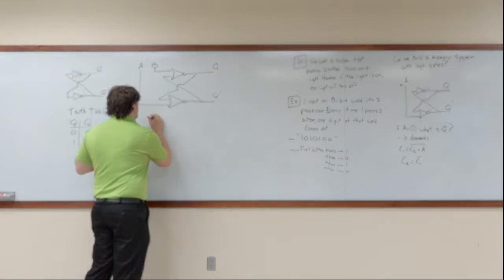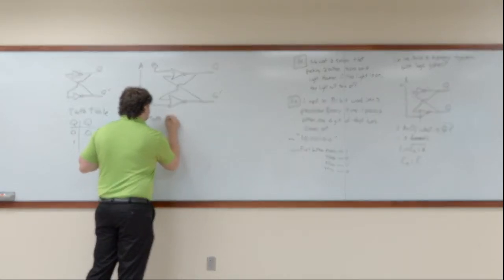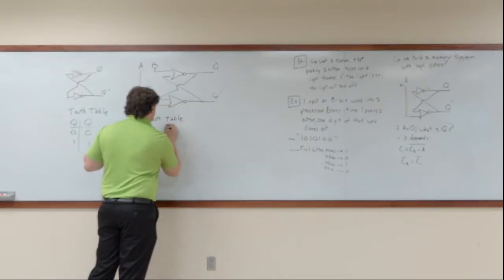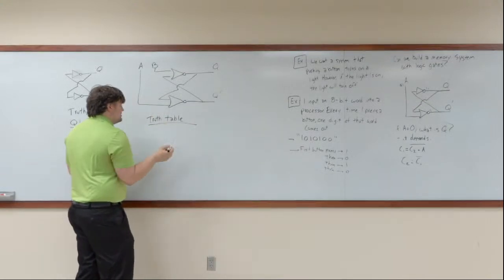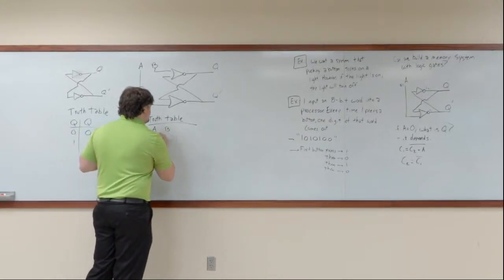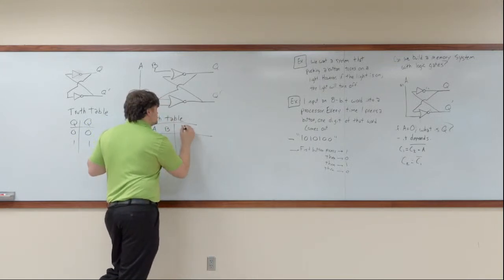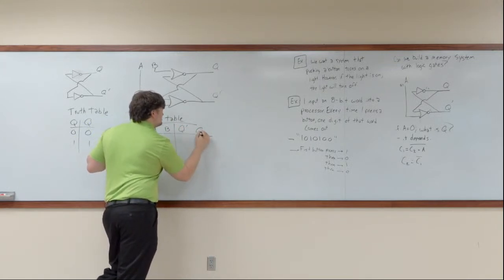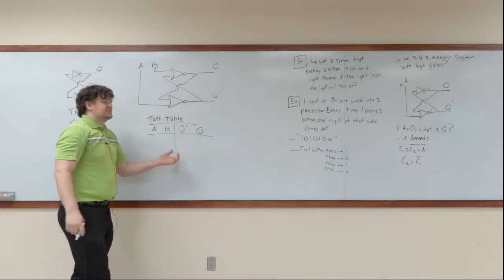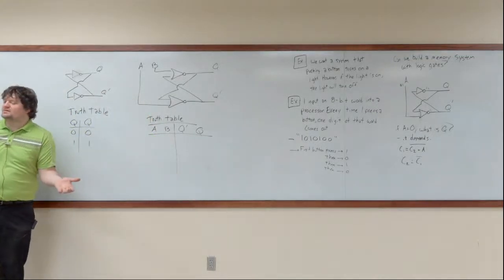going to come up with a truth table. All right? So here we have two inputs, A and B. And here we have, well, two outputs, Q naught and Q. Although Q naught is just going to be the opposite of Q always.